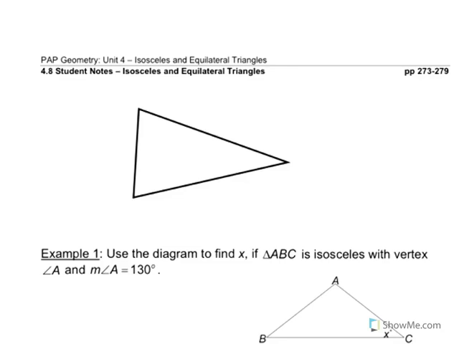Okay, we're on Geometry 4.8, Isosceles and Equilateral Triangles. So let's just start off by remembering or recapping what an isosceles triangle is. An isosceles triangle is a triangle with at least two congruent sides.